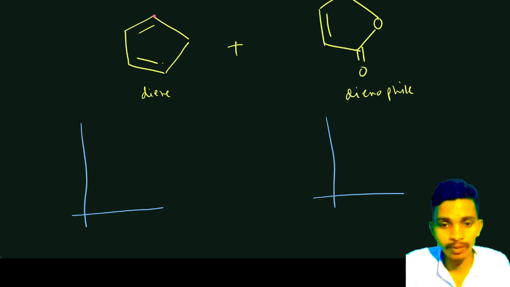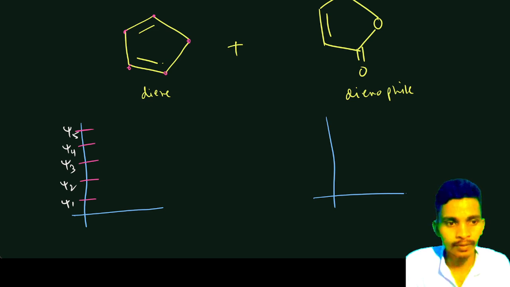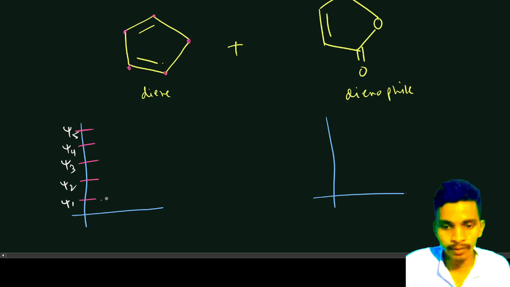So how many carbon atoms? 1, 2, 3, 4, and 5. So 5 carbon atoms. Let's say this is psi 1, this is psi 2, this is psi 3, this is psi 4, and this is psi 5. Now the energy levels are the same. This is 1, 2, 3, 4, and 5.